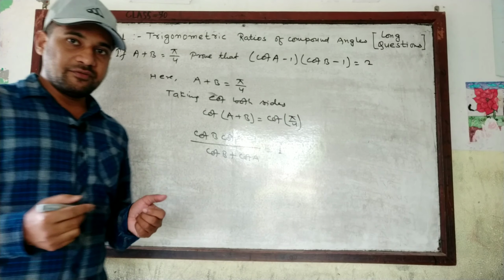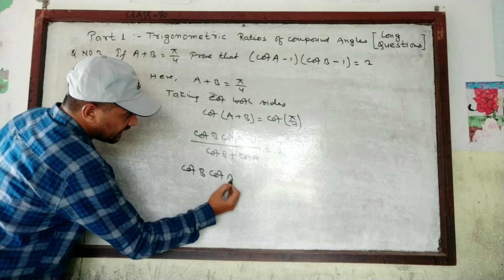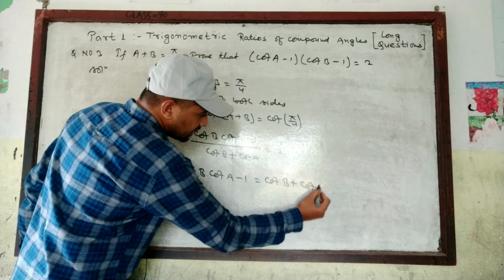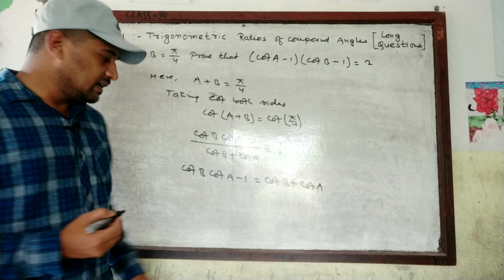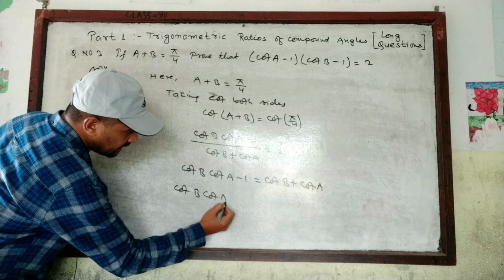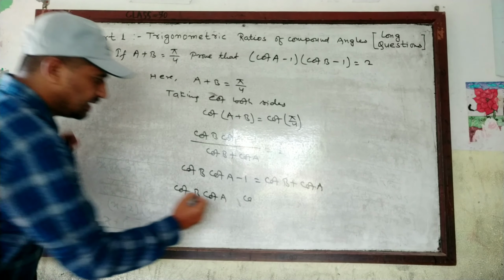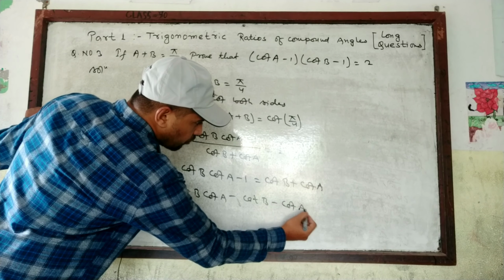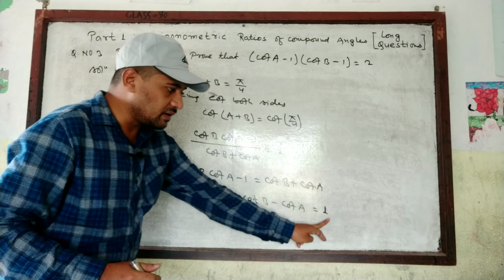Same process as before, we have to cross multiply. Now look here, cot b cot a minus 1 is equal to cot b plus cot a. After this we have to convert. We need 2, so we take this to the left side: cot b cot a minus cot b minus cot a is equal to, here is minus 1, so it will be plus 1.